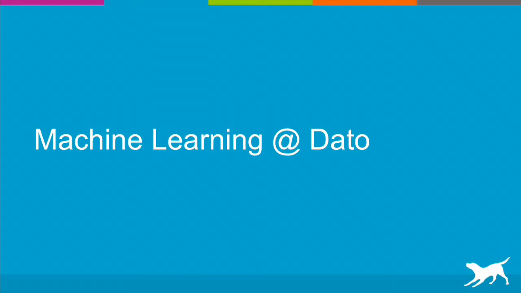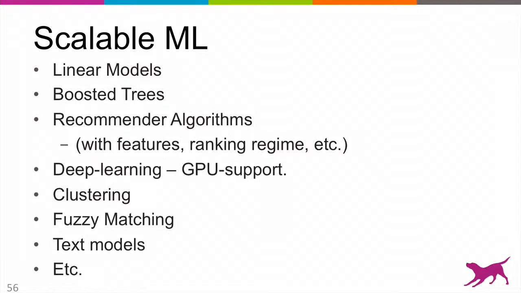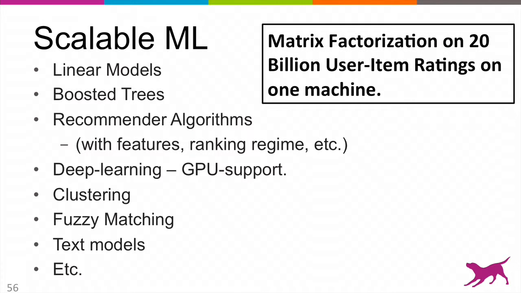So the philosophy we take on scaling is essentially the same as our approach to implementing machine learning at Dato. We have built a lot of things: linear models, trees, recommender algorithms, deep learning, clustering, and so on. And everything is built along the same philosophy. For instance, we can do matrix factorization on 20 billion user item ratings on a single commodity machine. And that's true for everything we do.